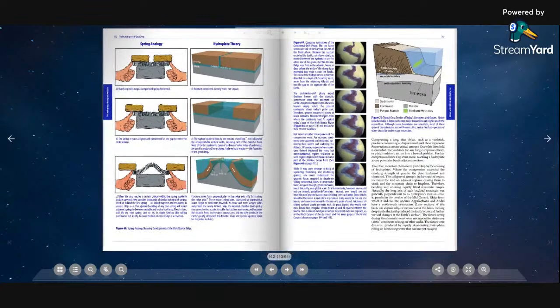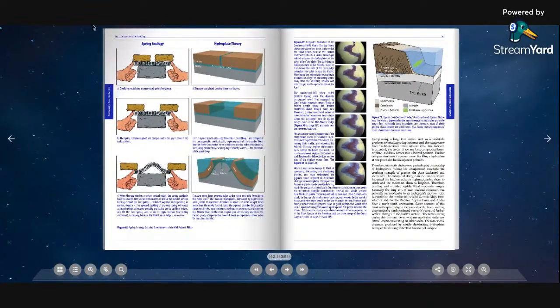So those are the graphics for the continental drift phase. We're going to come back and look at the Black Canyon of the Gunnison River.